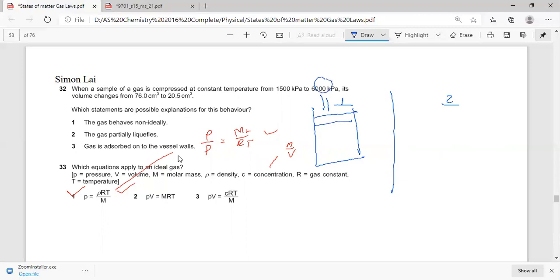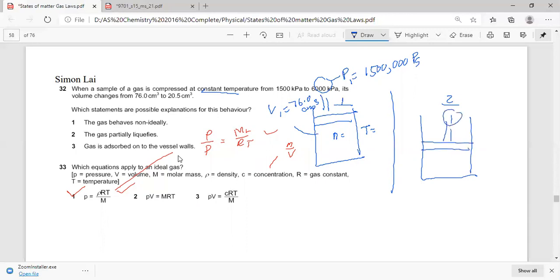What's the pressure here? First pressure P1 equals 1,500,000 pascals. Volume V1 is 76.0 cm cube. You can convert or not, it doesn't matter because the conversion factor doesn't matter. The number of moles is n, and the temperature is held constant, T. For the second one, the pressure goes lower, P2 is 600,000. V2 is how much? 20.5 cm cube. Temperature is the same.